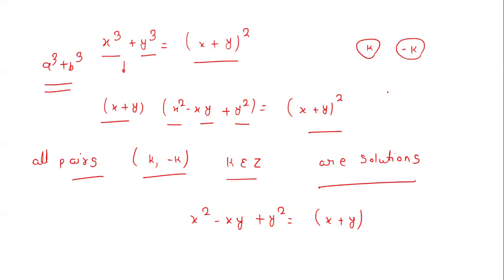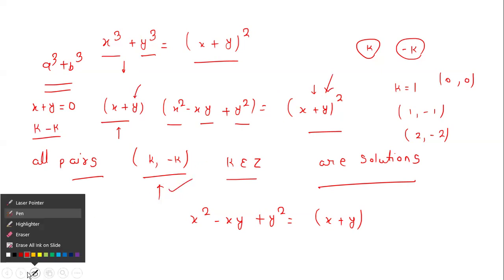Like you can see, if you put k equal to 1, then (1, minus 1) is a solution. You can easily see that. If you put k equal to 2, (2, minus 2) is a solution. (0, 0) is also a solution. So any pair of the form (k, minus k) is a solution, because there is an (x plus y) factor here and it is also an (x plus y) factor there. So when x is of the form k and y is minus k, this factor will be 0 and this will also be 0. So (k, minus k) is one type of solution.